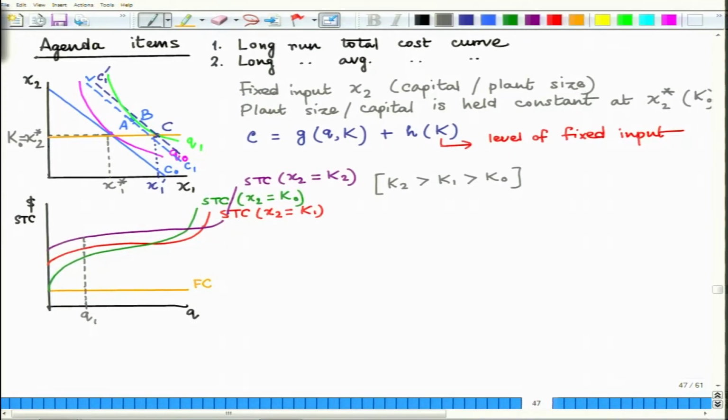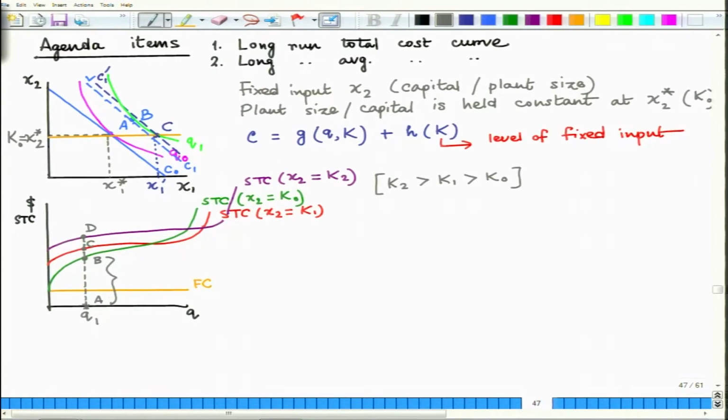Okay. So now we see that suppose there are intersection points with these three short run total cost curves. So here we have points like B, C and D, right. So you can see that if the farm wants to produce Q1 level of output with a plant size K naught, then the cost is AB, right.